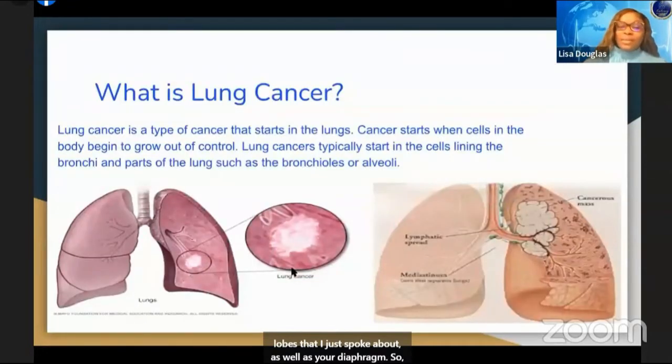So what is lung cancer? Lung cancer is a type of cancer that starts in the very lungs that I just spoke about. Cancers start when cells in the body begin to grow out of control. Lung cancer typically starts in the cells lining the bronchi and parts of the lungs, such as the bronchioles or the alveoli. And here's a picture of that.